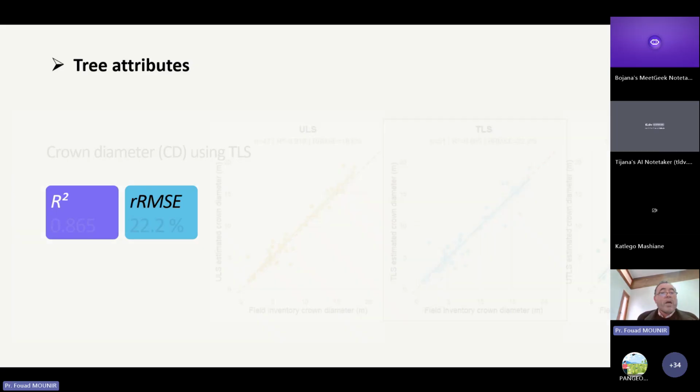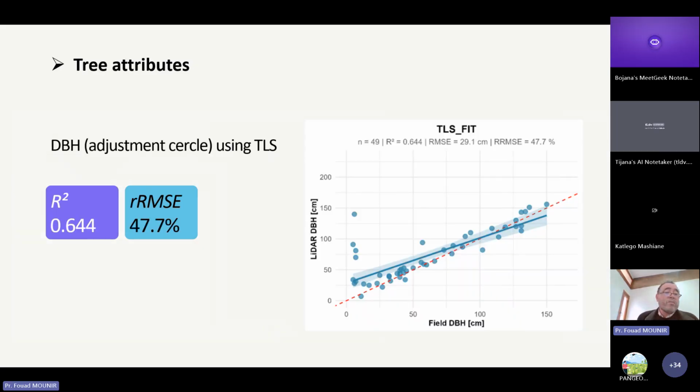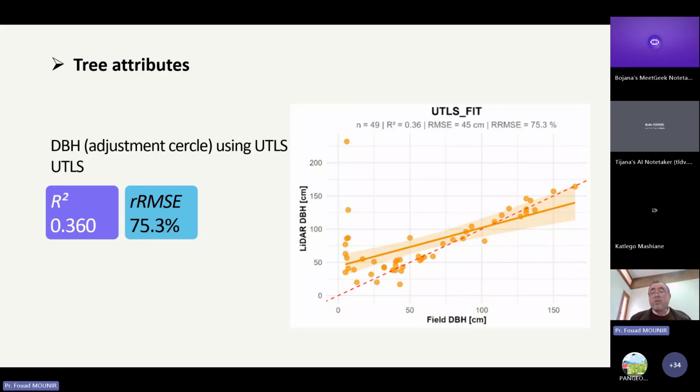Now we also try to estimate the DBH using two kinds of methods. The first one is just circle adjustment based only on TLS data, trying to fit a circle around the trees. And the second method is using allometric models. Then, estimating DBH using just circle adjustment, we find that the results are still very good, more than 60%. Using TLS and ULS data, the results are not very high.